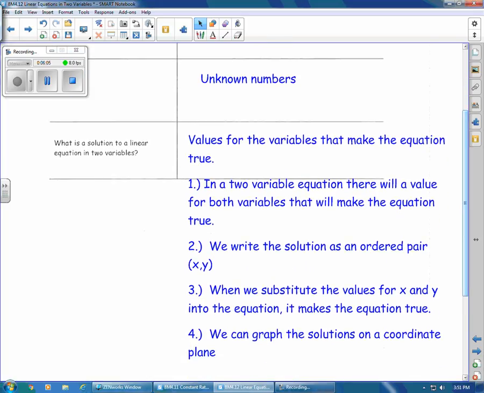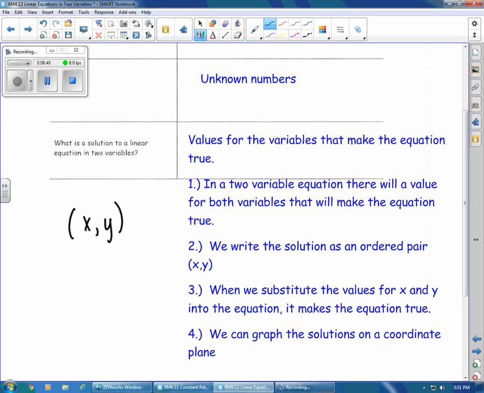Number one, in a two-variable equation, there will be a value for both variables that will make the equation true. We write the solution as an ordered pair. Remember when we were writing ordered pairs and we'd have the parentheses and we'd have our x and our y, like that. When we substitute the values for the x and the y into the equation, it makes the equation true if it is a solution. Now, if it's not a solution, when you substitute them into the equation, it will make the equation not true. That's how you would know whether it is a solution or not.